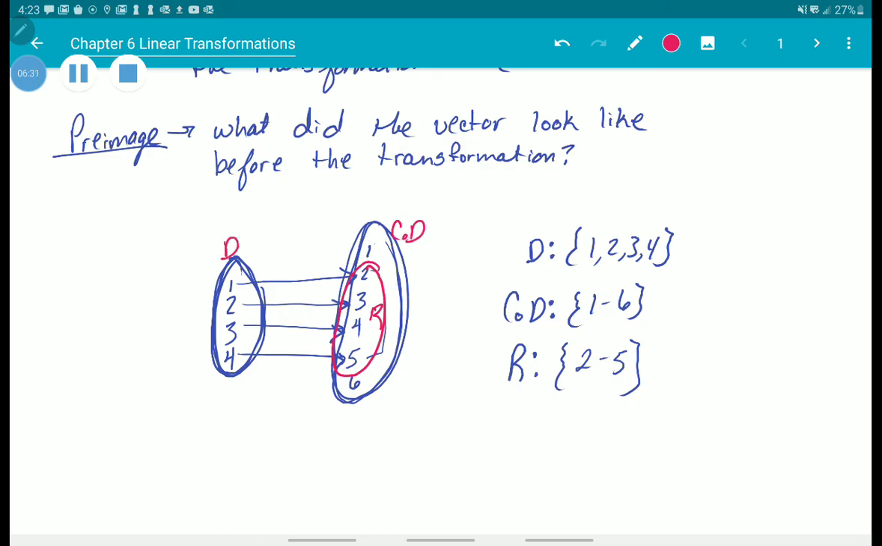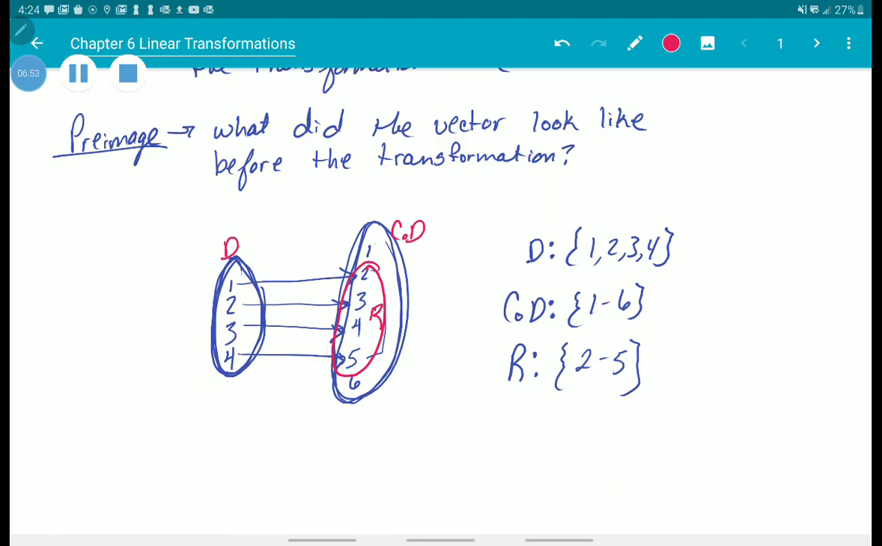Whereas this guy is the domain. These are the things I'm plugging into some function. It's just a very generic example here. And these are the guys that are coming out. But these are the possibilities. I just don't happen to have something that would give me 1 that lives in this world. I don't happen to have something that would give me 6 that lives in that world, and so on.